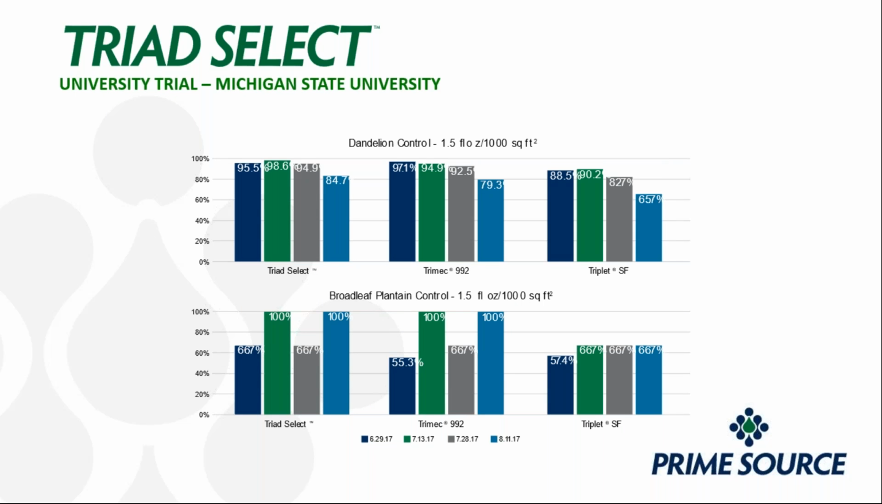So these are 2 big weeds, broadleaf plantain and dandelions. We mentioned that earlier. Those are the typical weeds we recommend this product for. As you can tell against other industry standards, we match up pretty well. Numerically, we're better on dandelions, and statistically, it appears that we were better than Triplet. And on broadleaf plantain, we were definitely equal to Trimec and slightly better than Triplet.